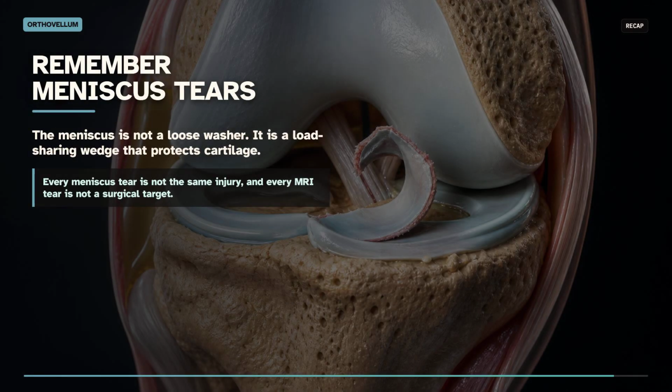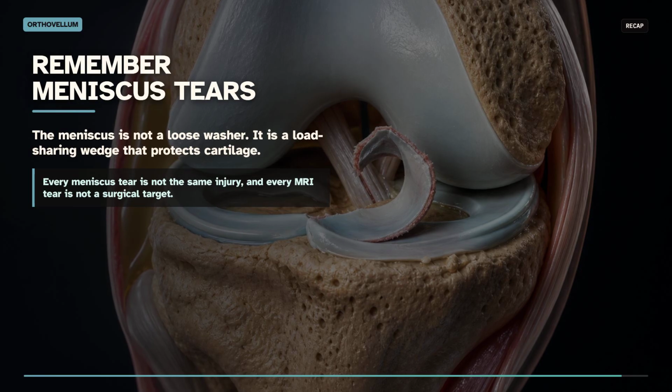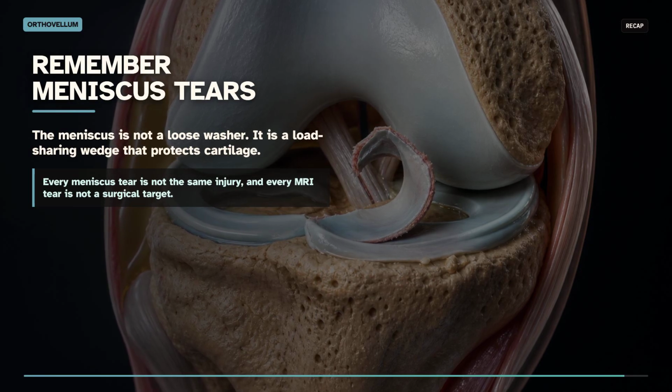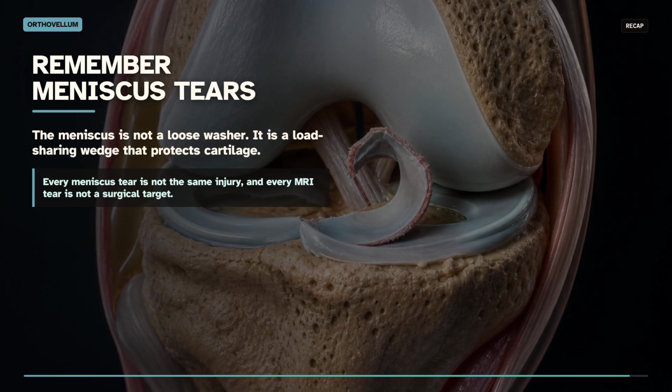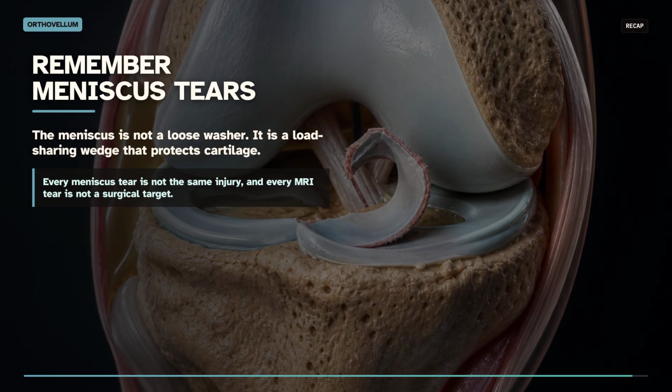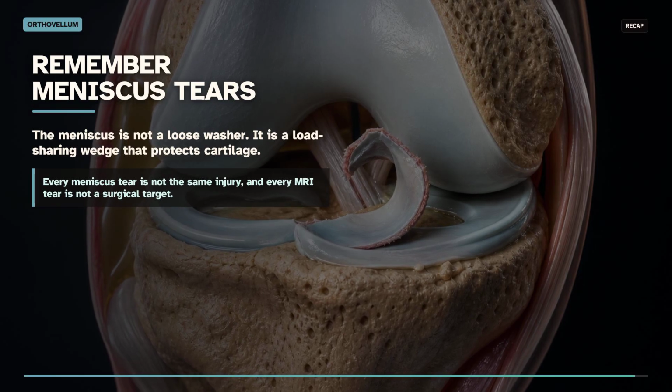The take-home model: the meniscus is not a loose washer. It is a load-sharing wedge that protects cartilage. If you remember only one thing, remember this. Every meniscus tear is not the same injury, and every MRI tear is not a surgical target.